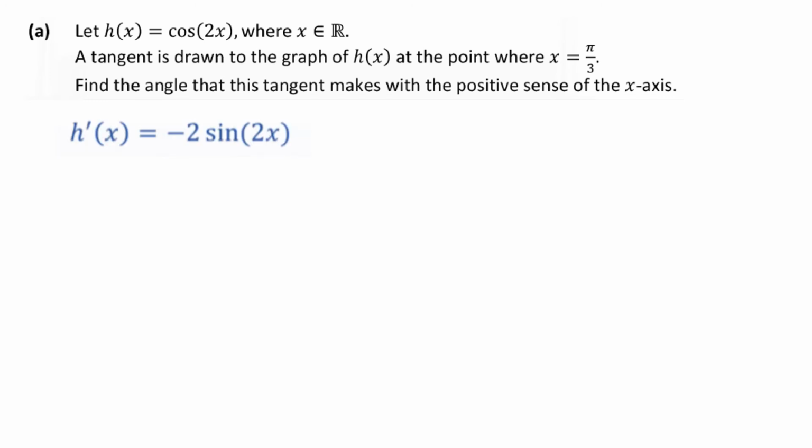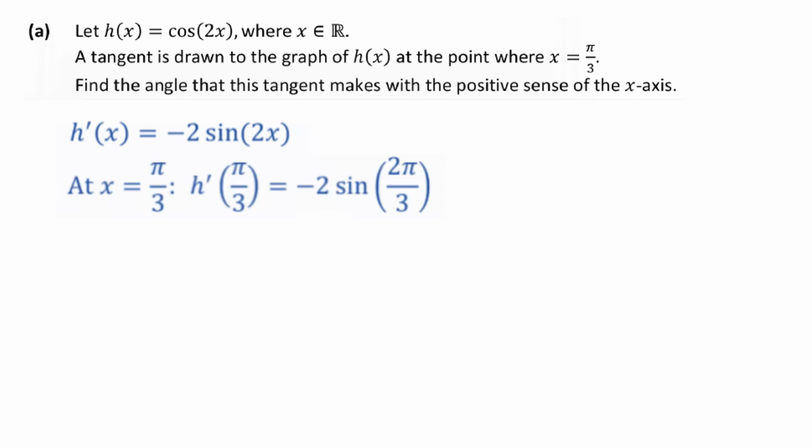So we're going to first of all differentiate h of x. That gives me minus 2 sine of 2x. And now we want to specifically look at it where it is pi over 3. So we are subbing in pi over 3. Now, one thing to be really, really careful of here is that we're working with radians. So if you're going to your calculator, make sure that you have it in radian mode.